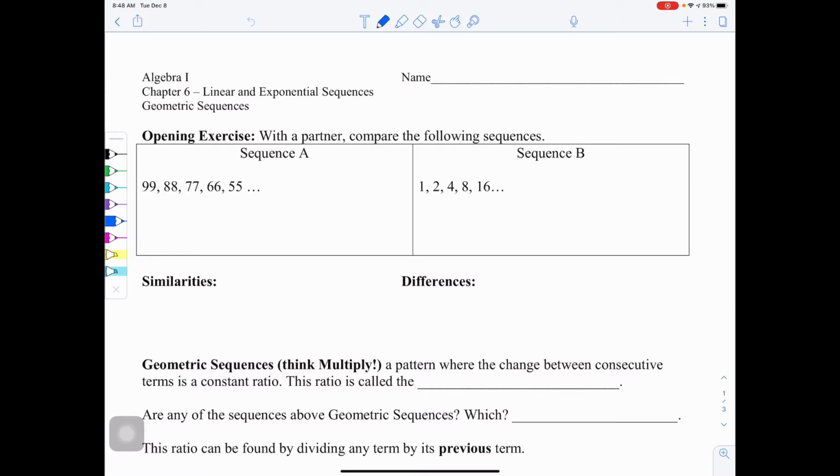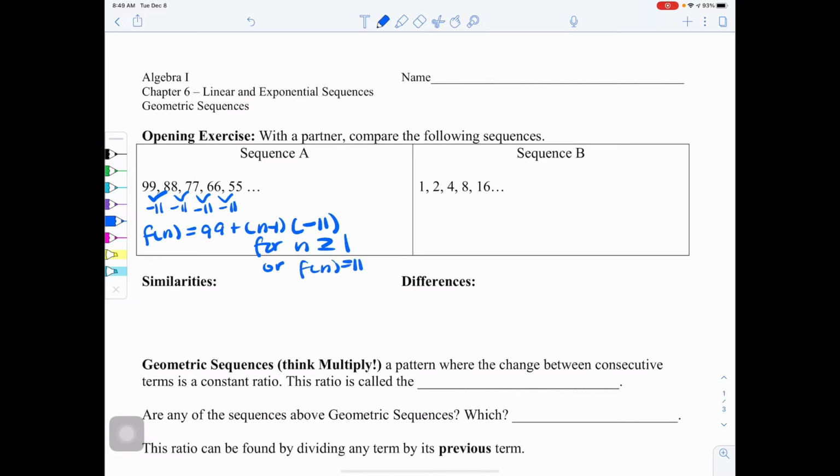Okay, so for the opening exercise in sequence A, if I take a look at it, I see that this is going down 11 each time between the terms. So I used an explicit formula, and I did use function notation. You can use a sub n notation if you'd like. And I have the first term is 99 plus n minus 1 times the common difference of negative 11 for n is greater than or equal to 1. If you wanted to simplify that, you could. So I'll put or f of n equals 110 minus 11n. That's what you would have gotten.